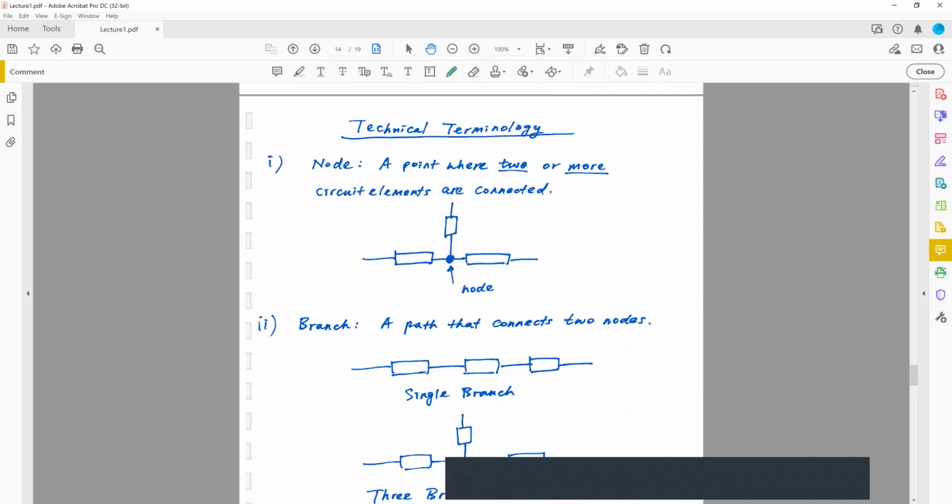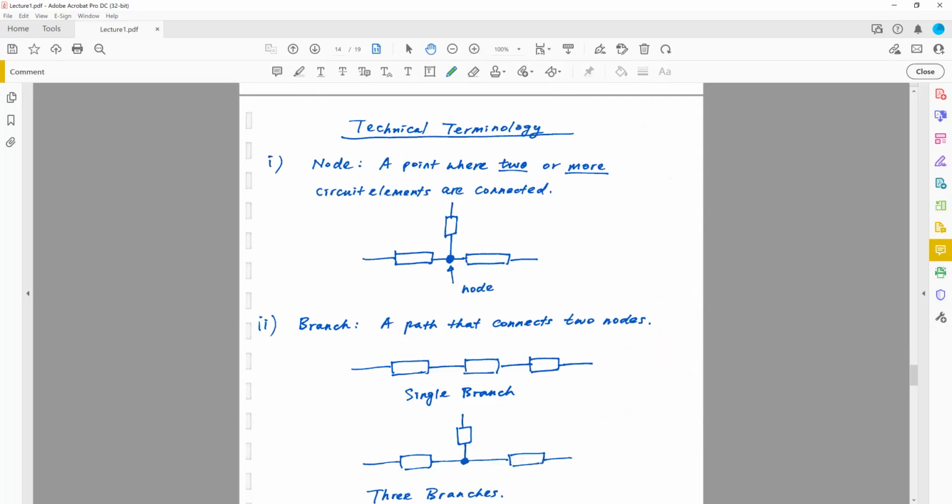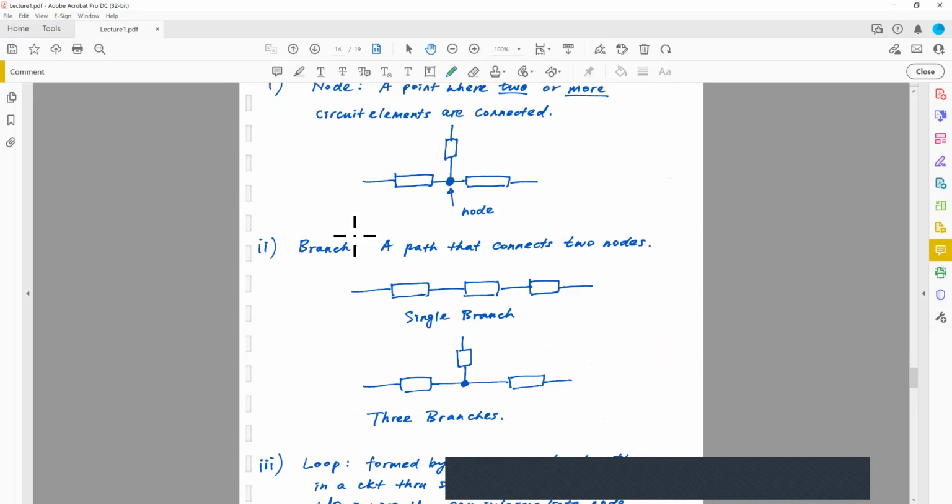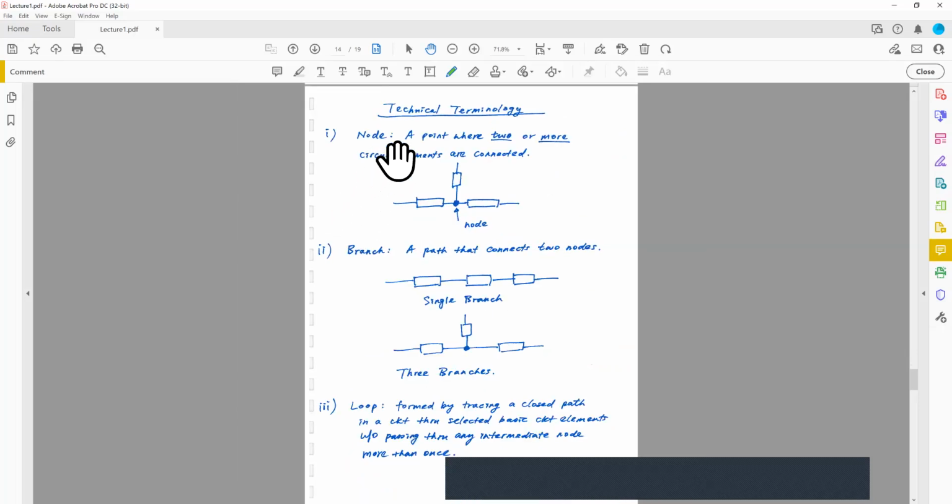Okay, saving the best for last. I'm going to slowly talk about KCL and KVL. But before that, I'd like to quickly introduce some technical terminologies for things that we will encounter later on. Namely node, branch, and loop. We're going to rely on our understanding of node, branch, and loop so that we can use KCL and KVL to analyze the circuit as the next step.